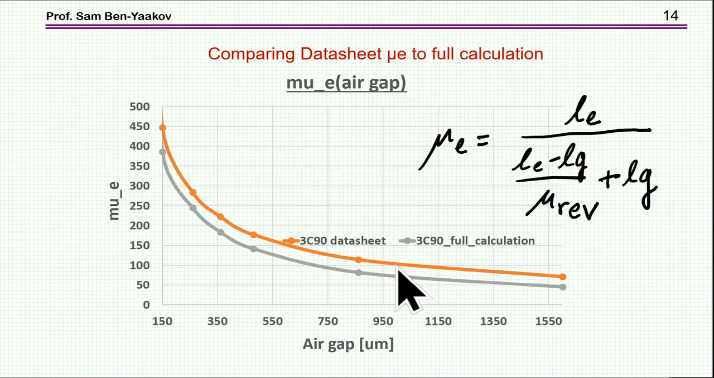Now, if we compare the datasheet information to the calculated equivalent permeability per this full equation, this is the one that I have derived earlier, we see they are not the same.